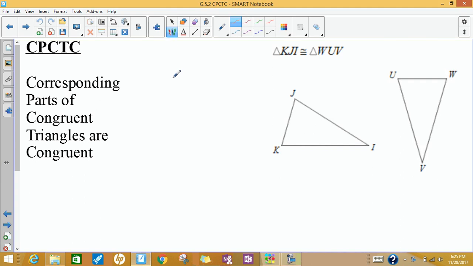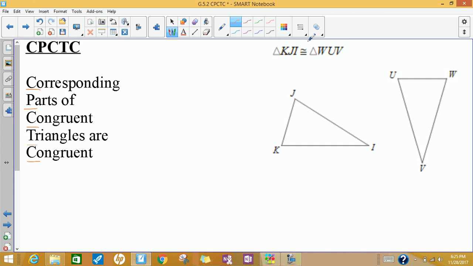So we have this theorem, and we fondly refer to it as CPCTC, and that's just short for what the theorem means, and the theorem means that corresponding parts of congruent triangles are congruent. And so that's where we get our CPCTC. That's just saying that if we look at two congruent triangles, the sides that correspond are congruent, and the angles that correspond are congruent. We pretty much talked about that in the last lesson.